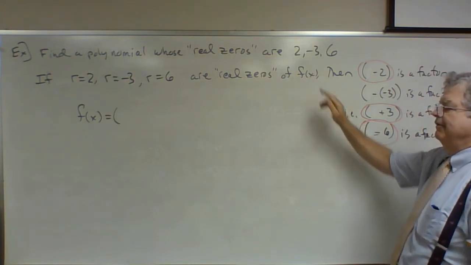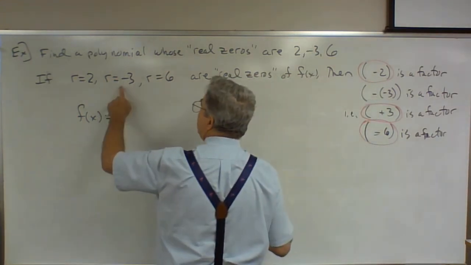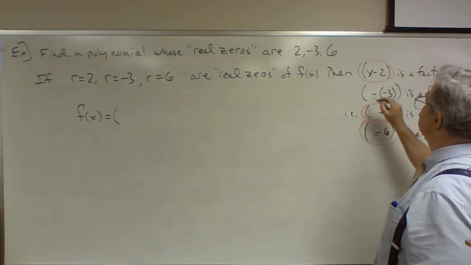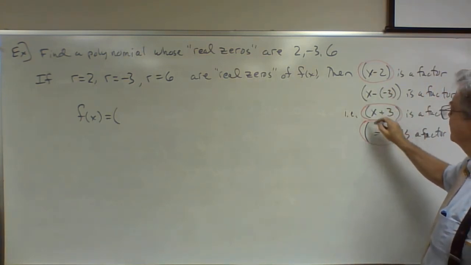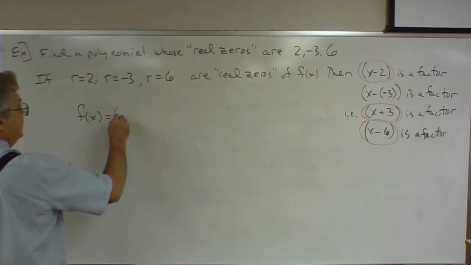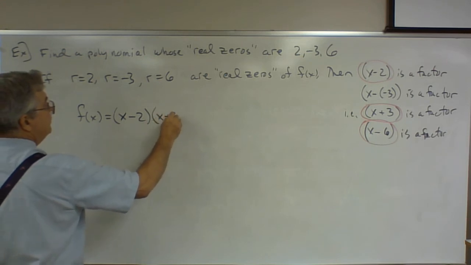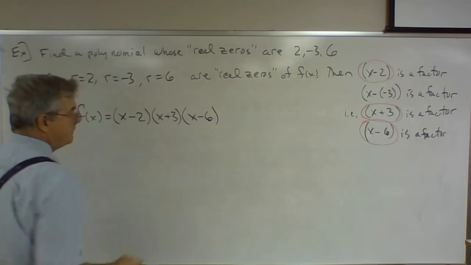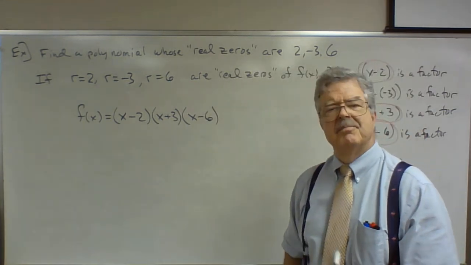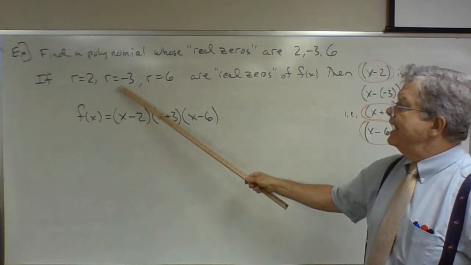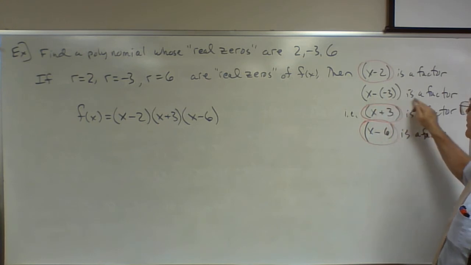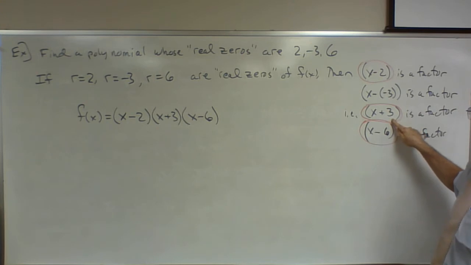Our function is f of x, so x is the variable. If r equal 2, r equal negative 3, r equal 6 are real zeros of f of x, then x minus 2 is a factor. x minus a negative 3 is a factor. And x minus 6 is a factor. So we have x minus 2, x plus 3, x minus 6. There's our polynomial. And I just want to make sure that my ineptitude didn't sabotage the subtle point that I was trying to make. If r equal negative 3 is a real zero of f of x, then x minus that number, x minus negative 3, is a factor. And that's going to give us x plus 3 as a factor.